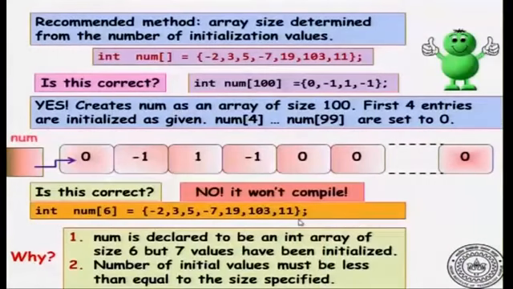So the rule of thumb is that either give no size for the array and let the compiler figure it out, or if you do give a size, it has to be at least 7, which is the number of values that you gave. It can be 10, it can be 100, but it cannot be less than 7.